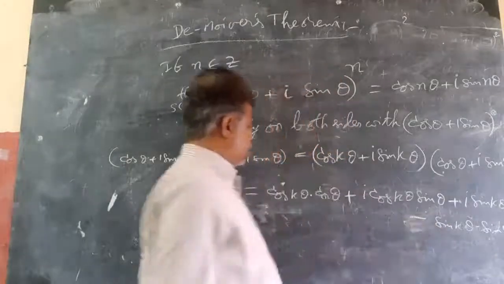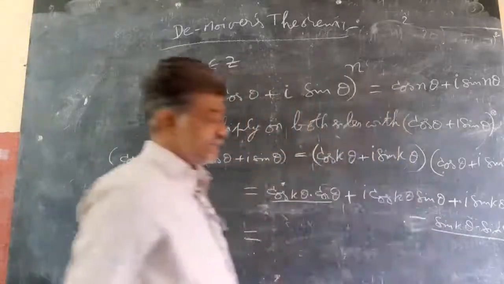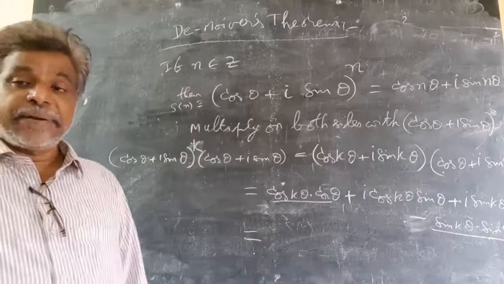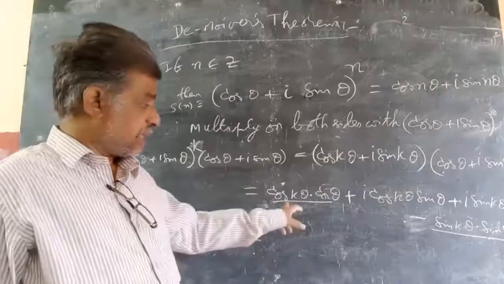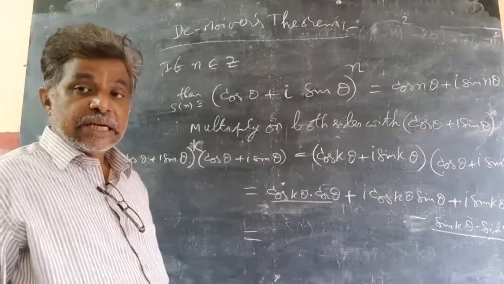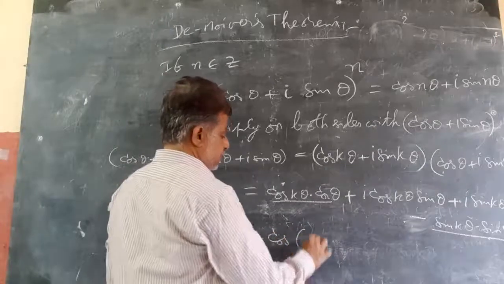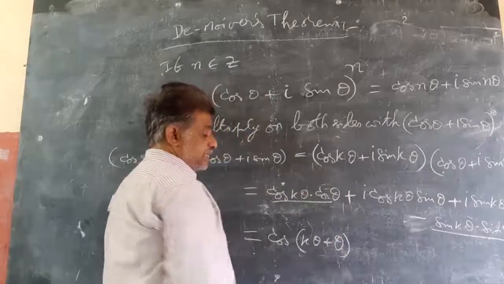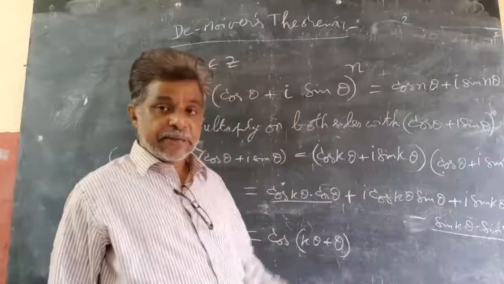Now if you observe, cos A cos B minus sin A sin B means cos of A plus B. First year formula: cos A cos B minus sin A sin B is cos of A plus B. So this becomes cos of A plus B, where A is k theta and B is theta here.